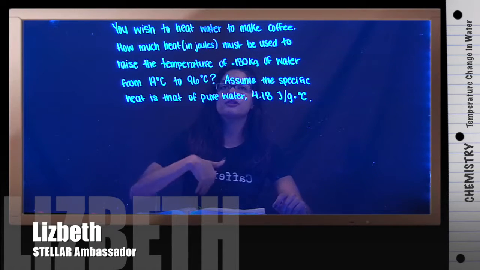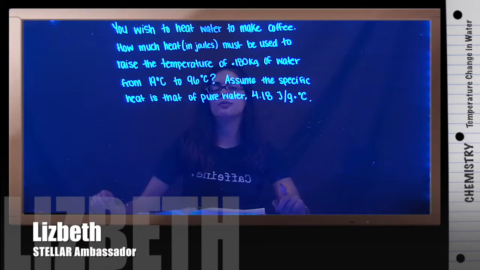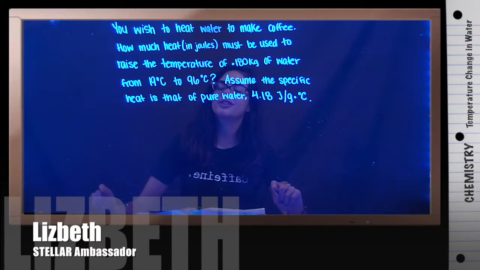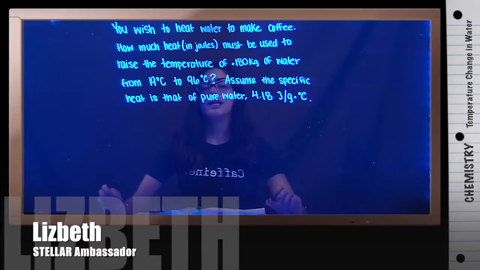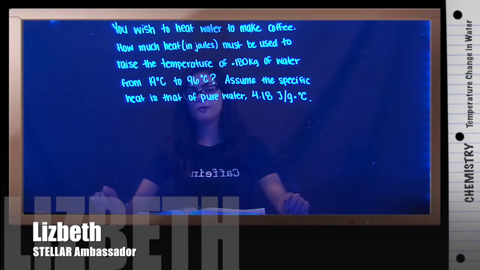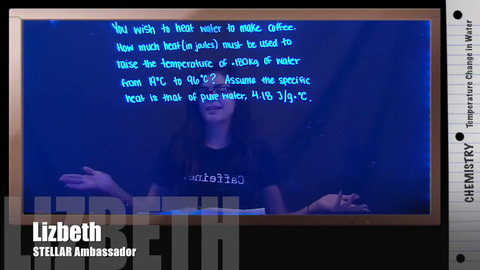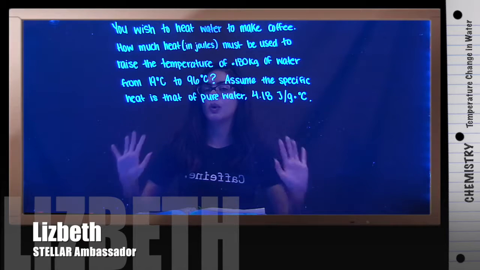How much heat in joules must be used to raise the temperature of 0.10 kilograms of water, which is approximately 1 cup of water, from 19 degrees to 96 degrees Celsius, because the perfect brewing temperature is 96 degrees Celsius. And then it tells you to assume the specific heat is that of pure water, 4.18 joules over grams degrees Celsius. So let's go ahead and tackle one thing at a time.